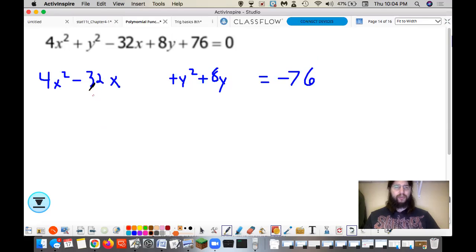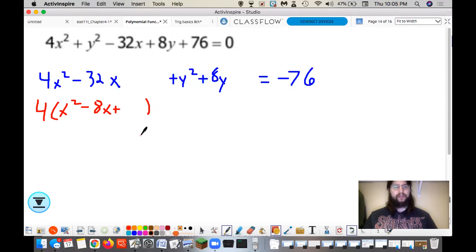So this time we have to complete the squares for the x and the y. Don't divide by 2 though. It's not negative 32 over 2 squared. See that? Can't have it. Gotta factor it out. So 4 times x squared minus 30. Factor it out. Don't just write it down. Okay.